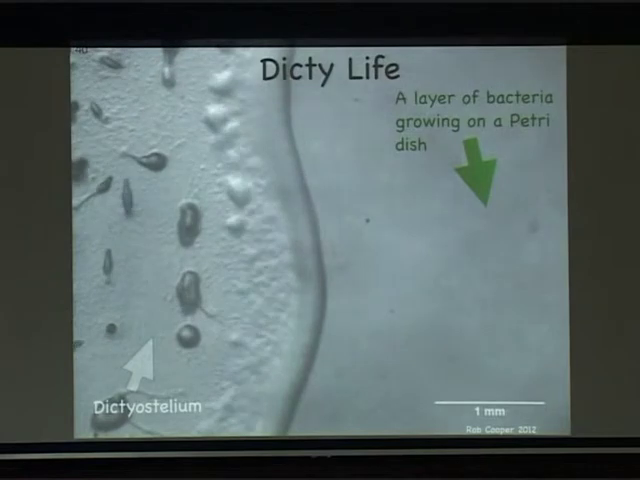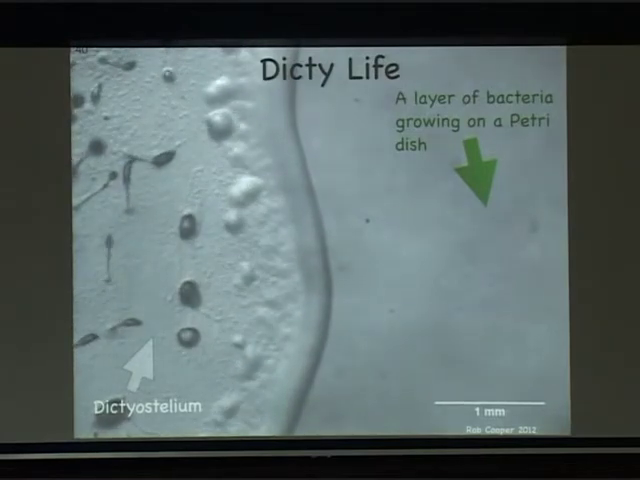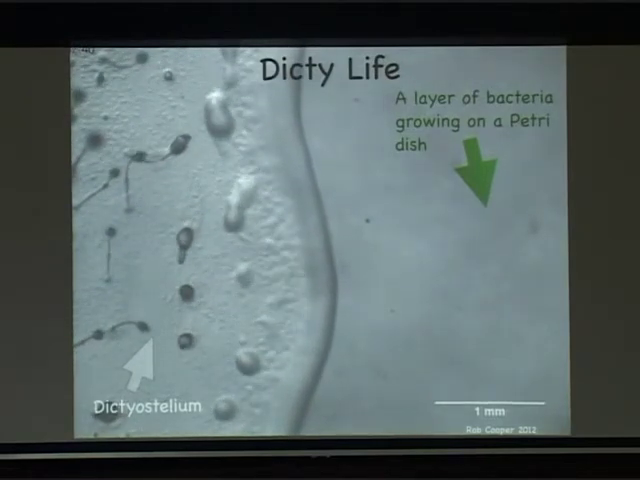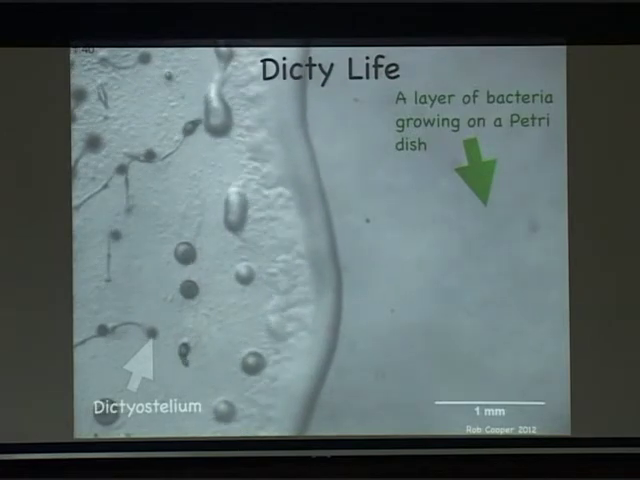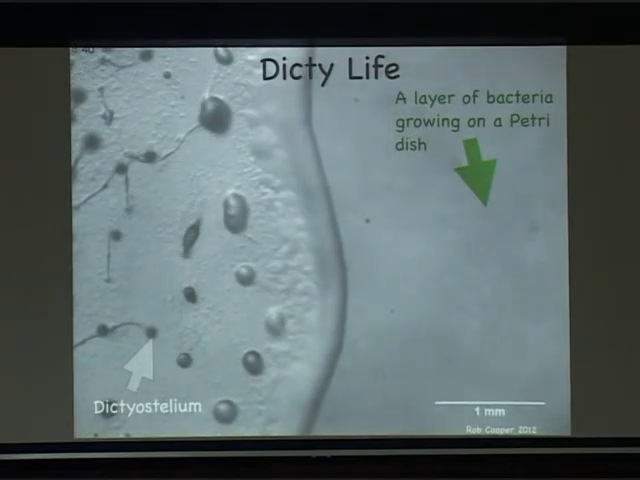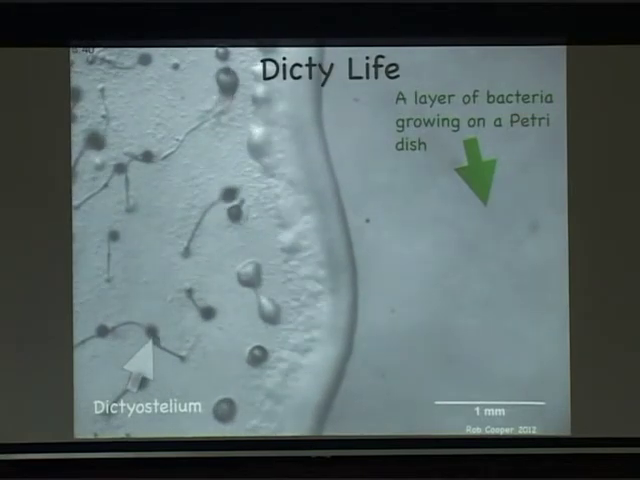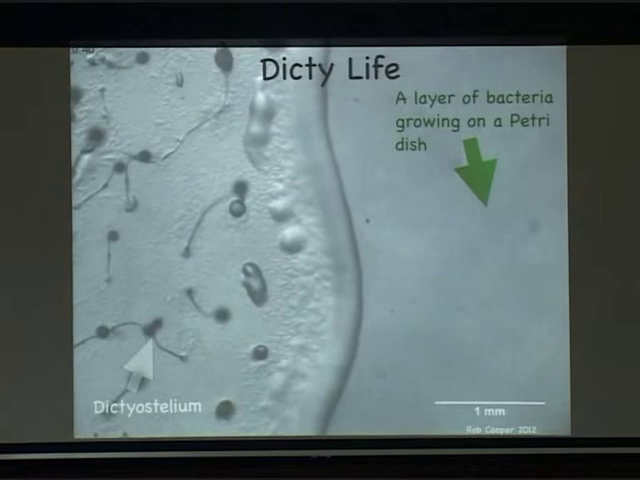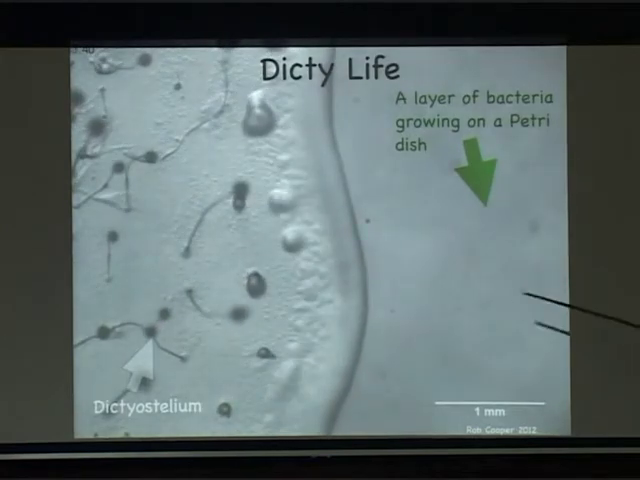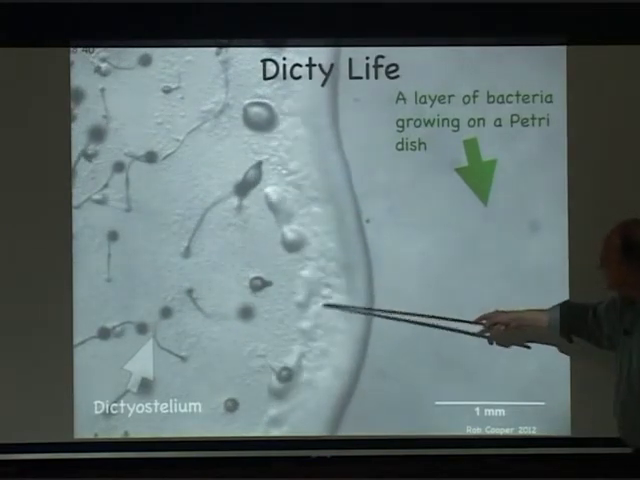So these are called social amoebae for reasons that are pretty clear, I think, and you find them out in the woods. And there, you see the waves pulsing along here, and you'll see some more down there.